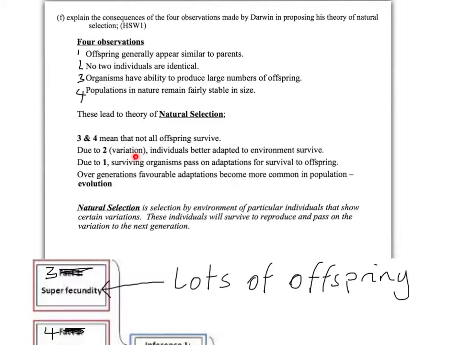And then finally, because of the fact that these characteristics are passed from parent to child, so they pass from generation to generation, the adaptations that survived pass down to the offspring. So the offspring then have those adaptations for survival. So that is the process of natural selection. And as natural selection goes on and on for generation after generation, this leads to changes in characteristics within a particular species. And that is known as evolution. So I've written down here: natural selection is selection by environment of particular individuals that show certain variations. These individuals will survive to reproduce and pass on the variation to the next generation.